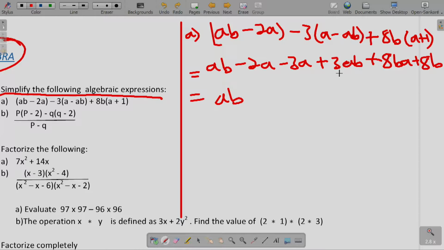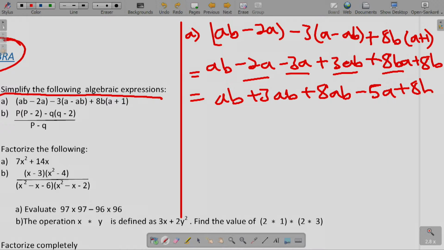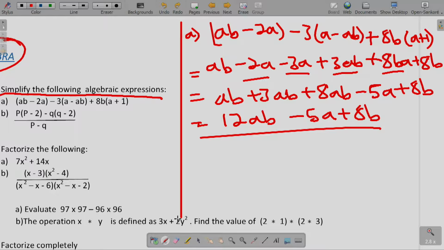AB, let's find another term which contains AB, this one, plus 3AB. 8BA is equal to 8AB, minus 2A, but minus 2A minus 3A is equal to negative 5A plus 8B. So here we get 12AB minus 5A plus 8B, and this is our answer.